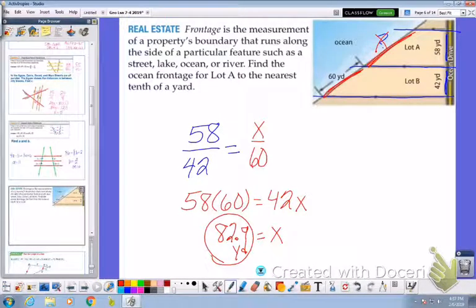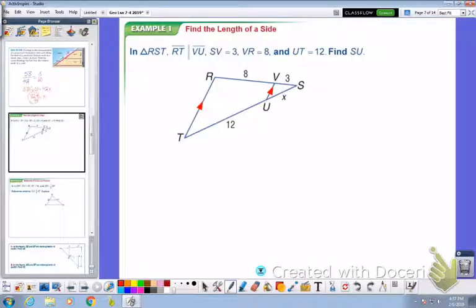What I would like you to work on now are the 6 problems: 4 problems are on the back of the first sheet and the bottom 2 problems on the second sheet. And we will review this again on Friday.